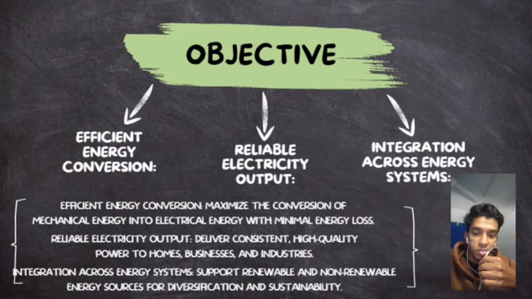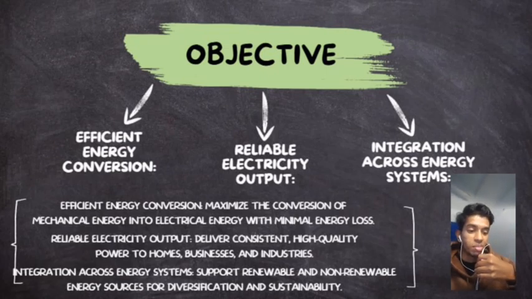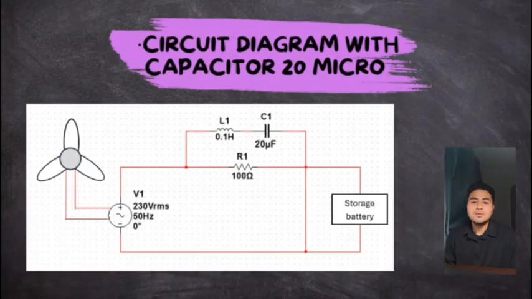Now we look at the objective. The objective is split into 3 parts: efficient energy conversion, reliable electricity output, and integration across energy systems. Efficient energy conversion maximizes the conversion of mechanical energy into electrical energy with minimal energy losses. How about the reliable electricity output? It delivers consistent, high quality power to homes, businesses and industry. Integration across energy systems supports renewable and non-renewable energy sources for diversification and sustainability. So we will go to the next slide.